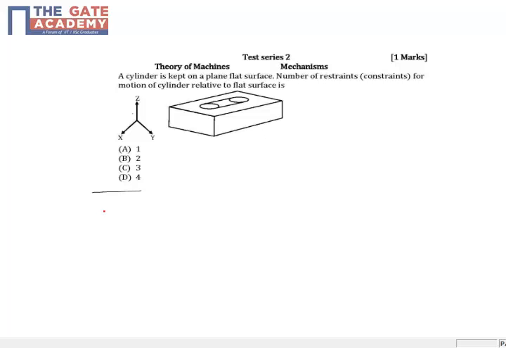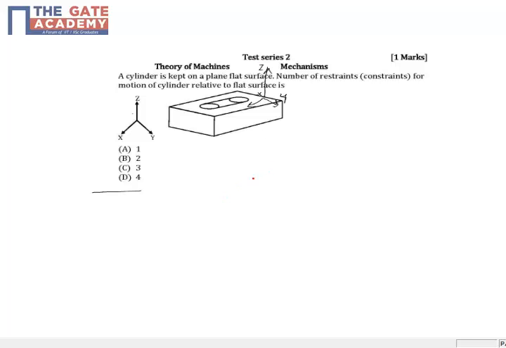Here we need to find out how many constraints are there for the motion of cylinder relative to the flat surface. Now remember that this kind of a problem you have to first fix a coordinate system, though this coordinate system is given. So if it is not clear, understand that x and y are in the plane and z is perpendicular to the plane of the cylinder.